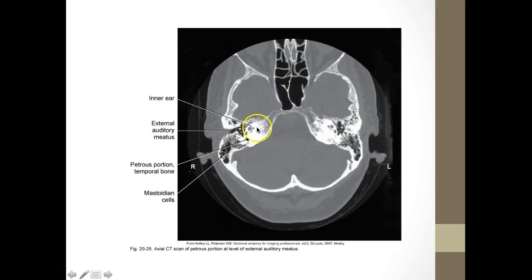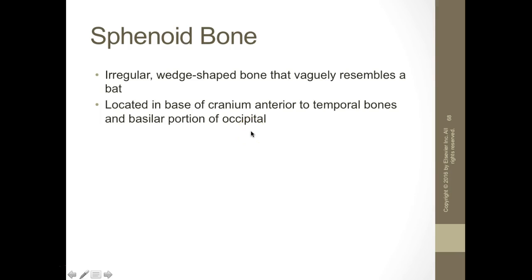Looking here, you can see how thick and dense this is, the petrous portion of your temporal bone. You have your mastoid air cells. You have your external auditory meatus here, and here's your inner ear right there. Okay, so your sphenoid bone. All right, so the last one.